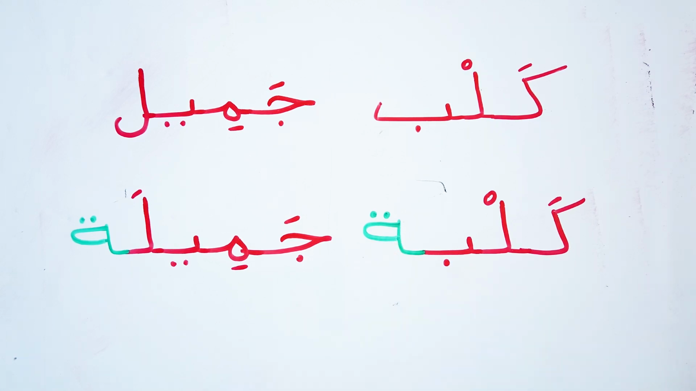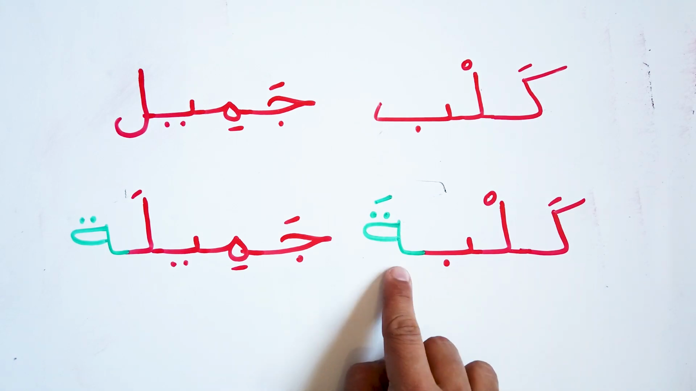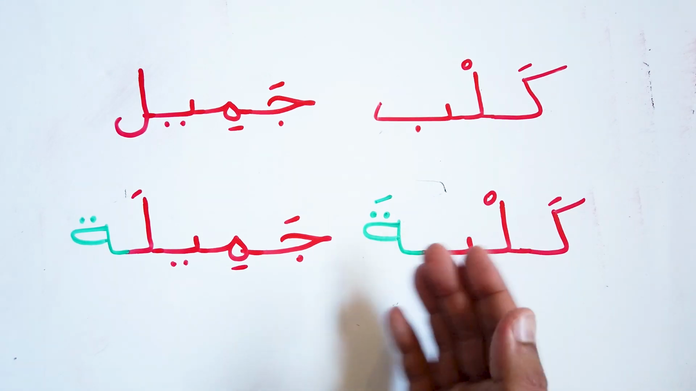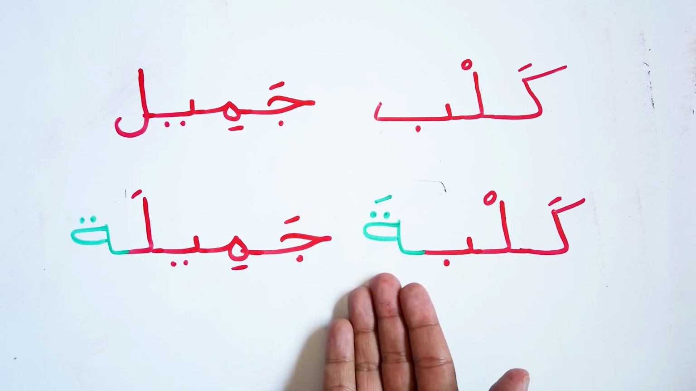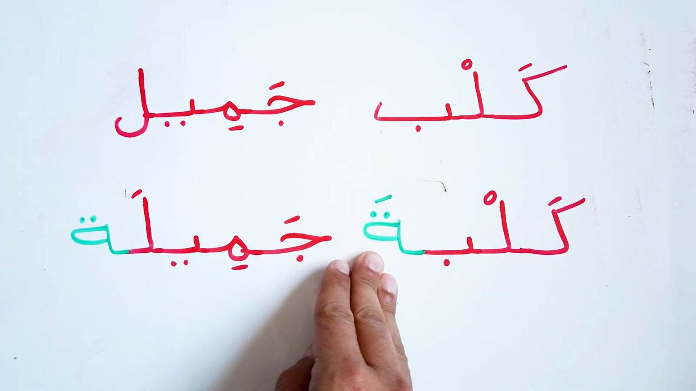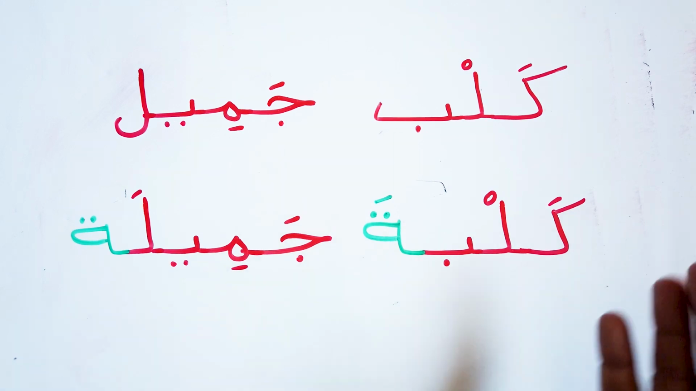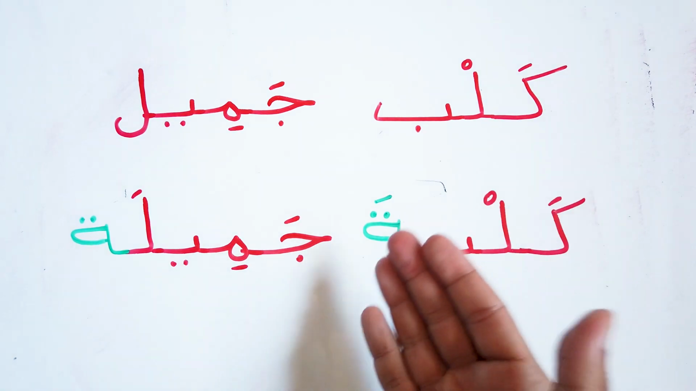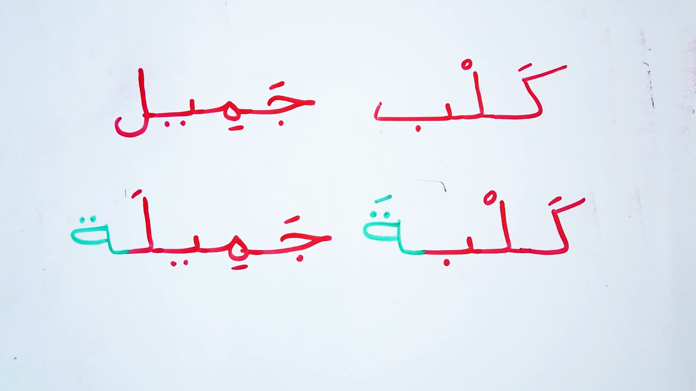If I remove the kasra and I add fatha, it will be كلبة. So we pronounce the sound of ta marbuta when we add a diacritical mark on it. Okay, so when we have this situation, when I pronounce it with the diacritical mark, let's see this example.